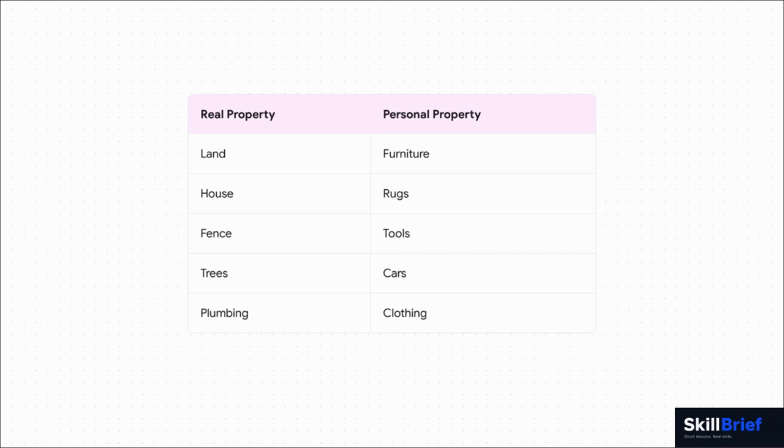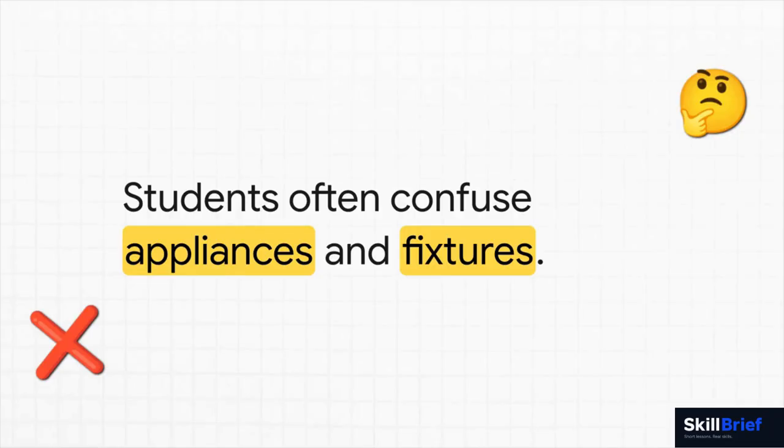None of these are permanently attached, right? So they are all personal property. Okay, listen up, because we need to look at a very common pitfall. When taking the exam, test takers so often get tripped up by things inside the house, specifically appliances, cabinets, and lighting fixtures. It's just human nature.